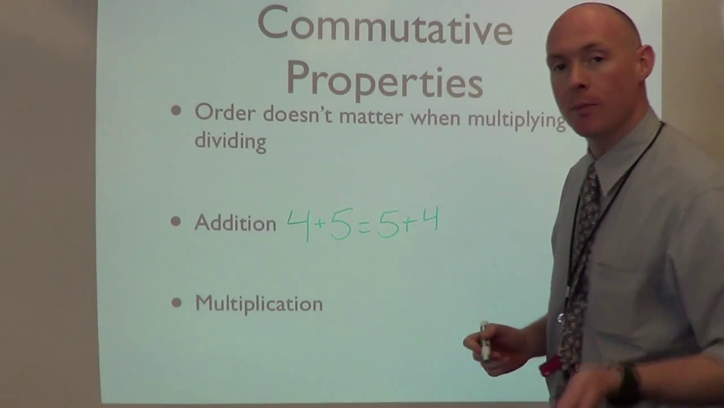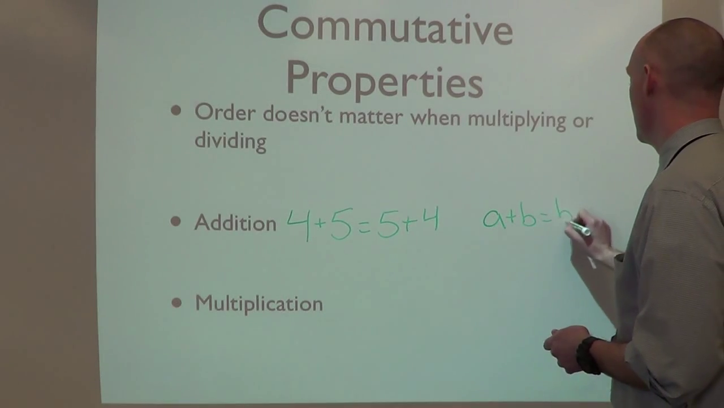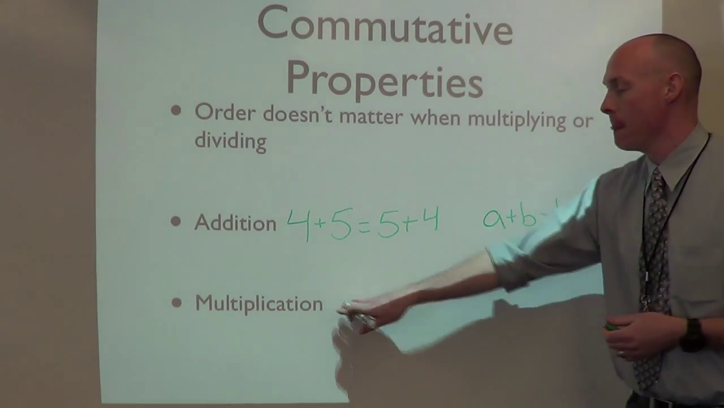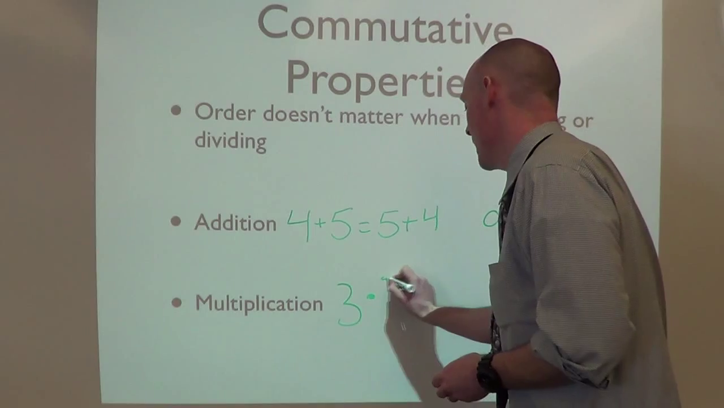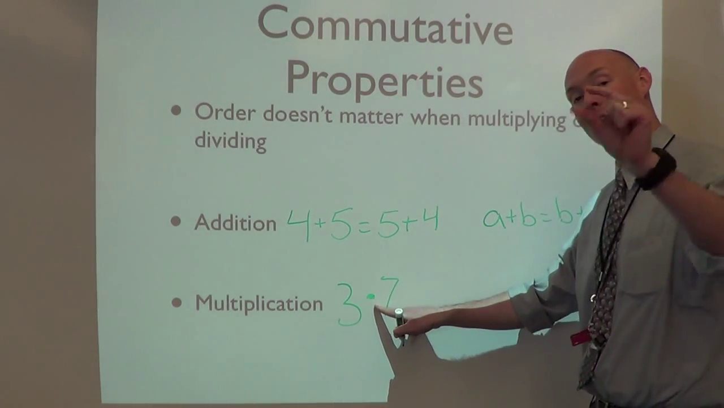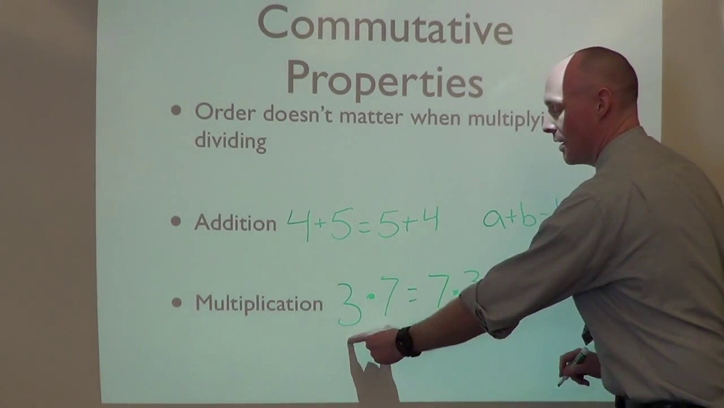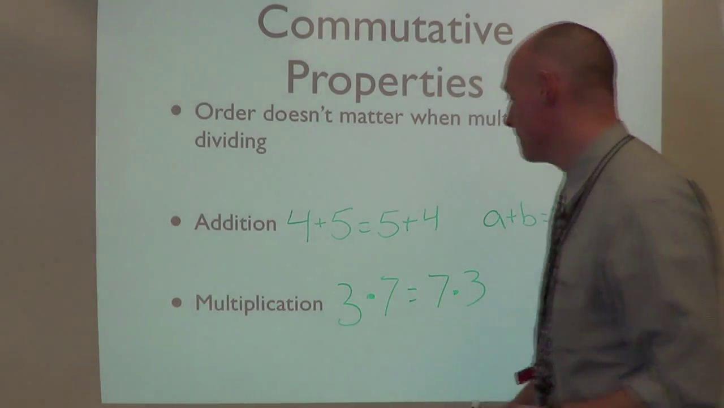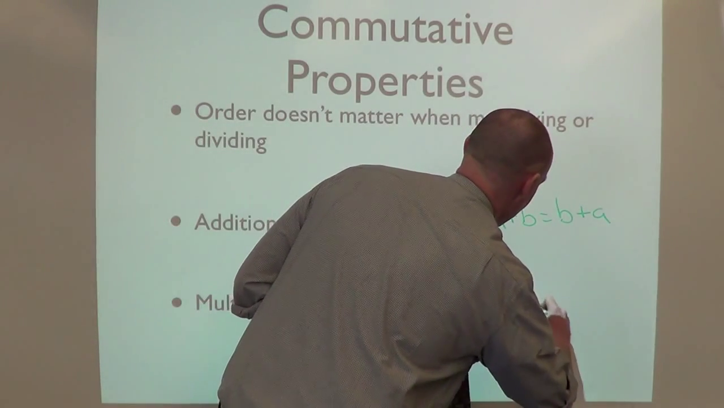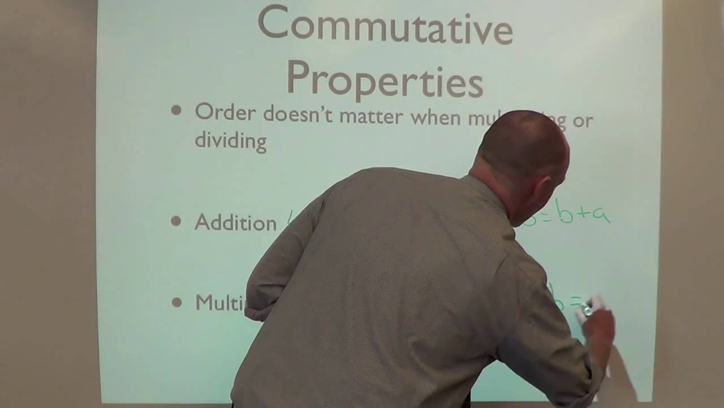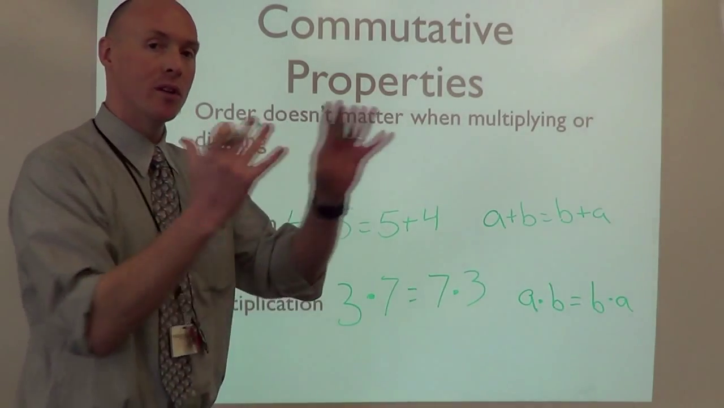But dealing with algebra could also be written using variables. A plus B equals B plus A. For multiplication, the same thing can be true. 3 times 7, notice I'm using that little floating dot, equals 7 times 3. 3 times 7 is 21. 7 times 3 is also 21. Again, because it's algebra, it can be written with variables as well. A times B can equal B times A. That's a commutative property. Order doesn't matter.